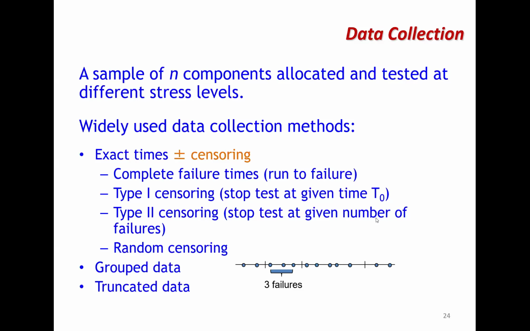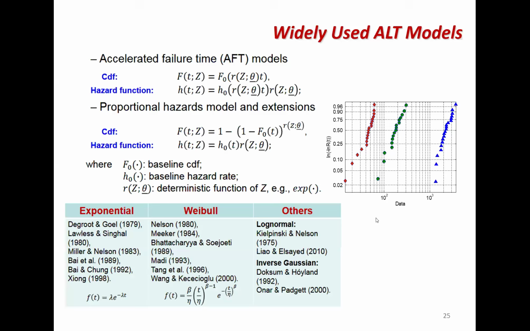And in addition to collecting exact failure times, people also collect group data. You only know that during this period of time you have 3 failures, but you do not know the exact failure times of these 3 failures. But people just use such data to estimate reliability. And also people consider truncated data in different ways. All right, so now people have the data.